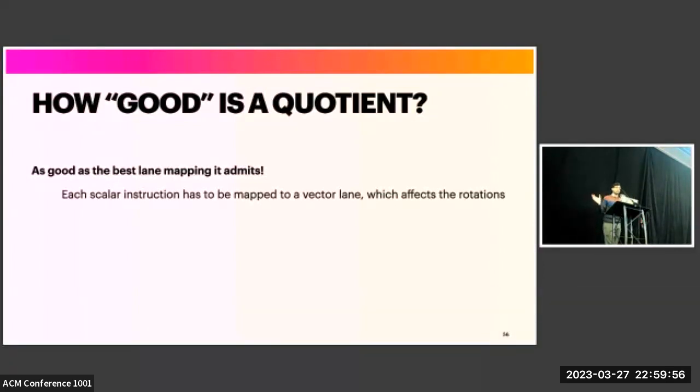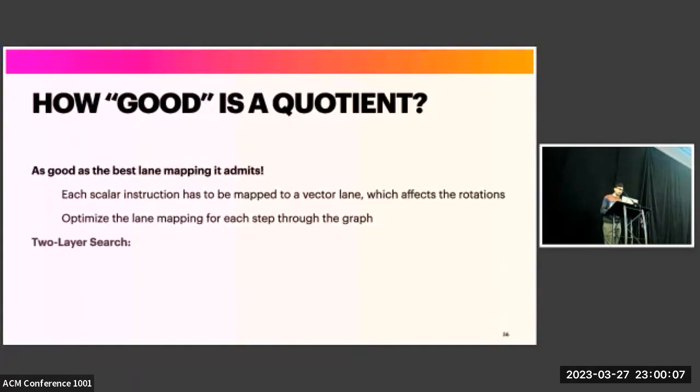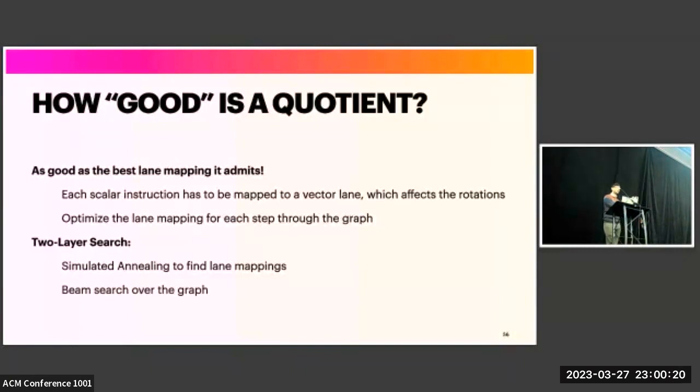And so they can result in more or less efficient schedules. Specifically, every step we take through the graph, we have a new circuit. We have to re-optimize the lane mapping at that step. This lends itself to a 2-layer search strategy, where in the inner layer we do simulated annealing and find a good lane mapping for that particular circuit quotient. And then on the outer layer, we just do a beam search over the graph and use the costs from that lane mapping to guide this search.